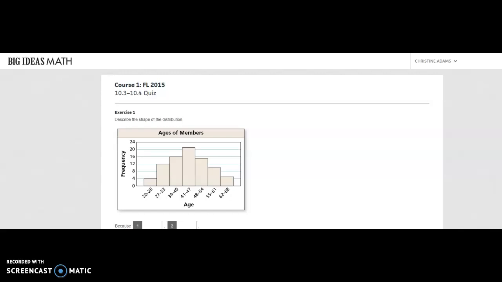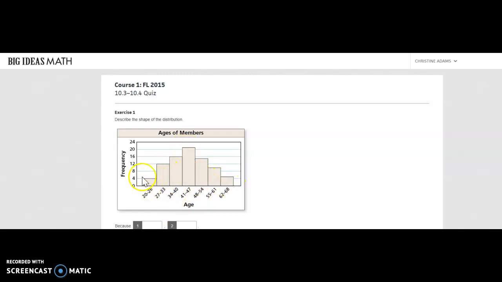Good morning, and we are on Course 1, 10.3 to 10.4 quiz, Big Ideas. Okay, so it says describe the shape of the distribution. If you look at this, this is almost exactly the same. This is almost a mirror image.